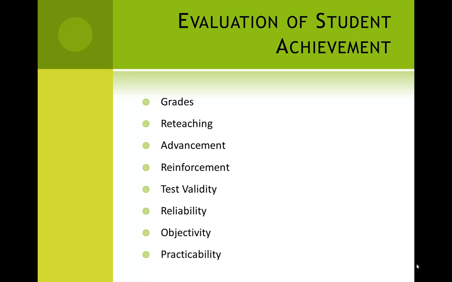What are some of the ways that we can evaluate student achievement? Well, first and foremost are grades. I don't know how long grades have been given, but I'm sure they probably go back to the Stone Age. But A, B, C, D, and F have been kind of drilled into our psyches as long as we can remember. Or we can also give a numerical value from 100 down to 0.